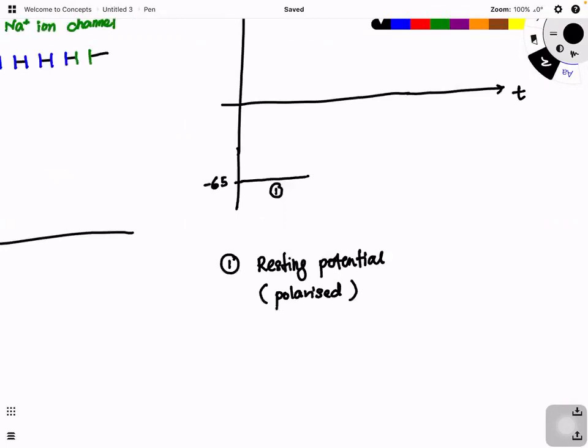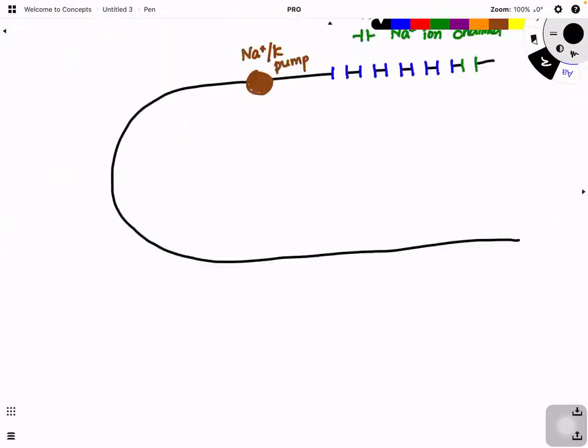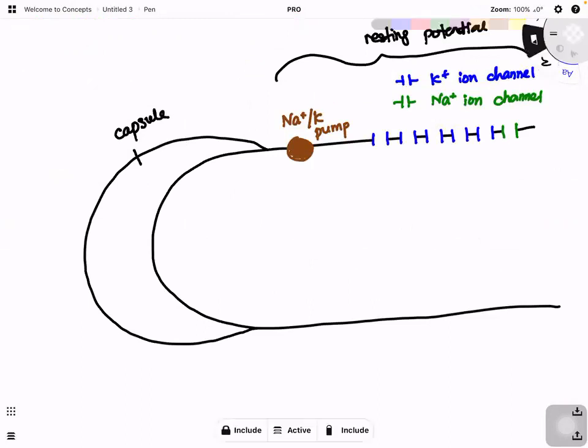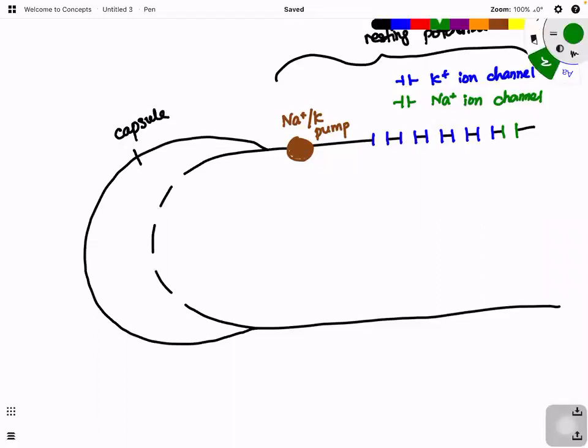Now, if you look at this Pacinian corpuscle, they have what we call the capsule. Under this capsule, it covers the ion channel. What kind of ion channel? It covers the sodium ion channel. So without stimulus, what will happen? You can see that it covers the sodium ion channel. Can sodium ions enter or not?